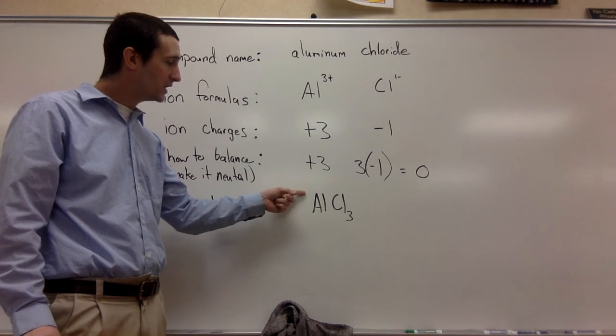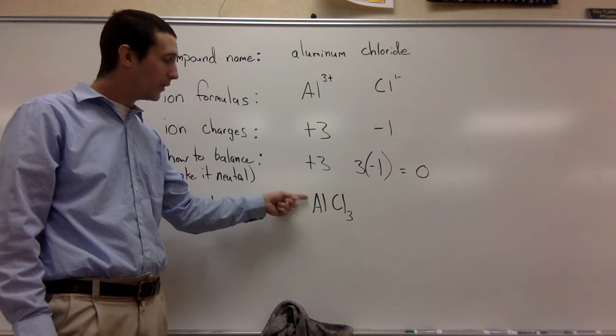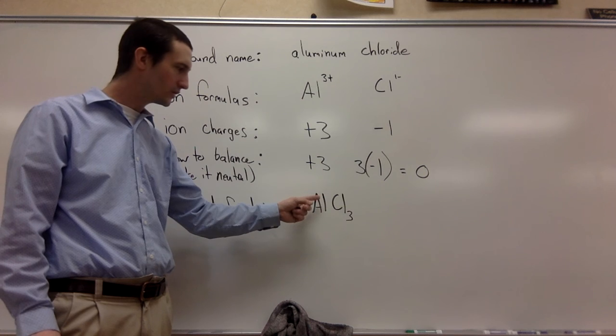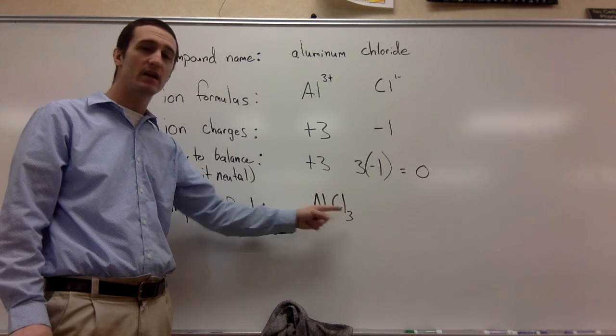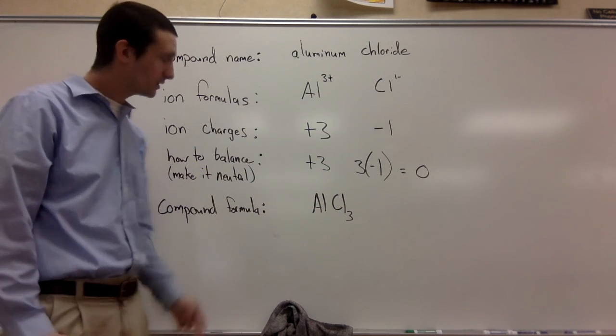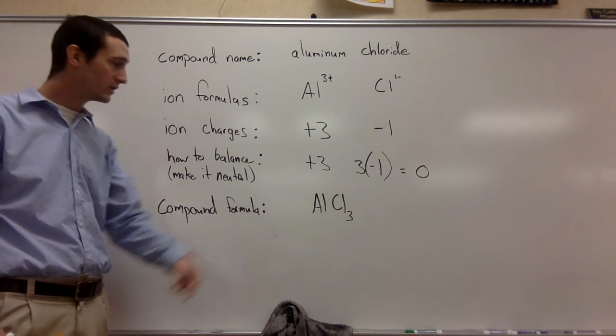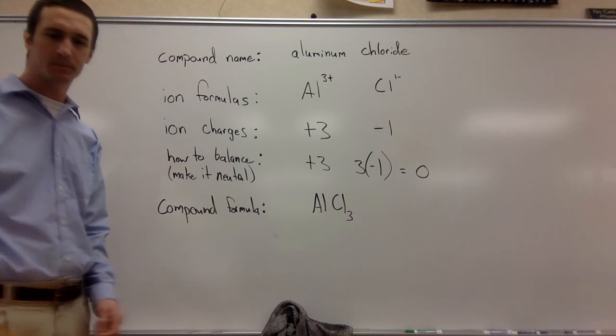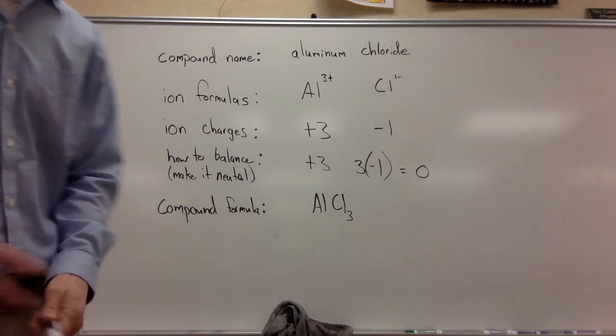Also notice when I write the final formula, I only include how many. I don't include those charges in the superscript. I just put how many there are in the subscript. So the final formula for this compound is AlCl3. We'll do another example.